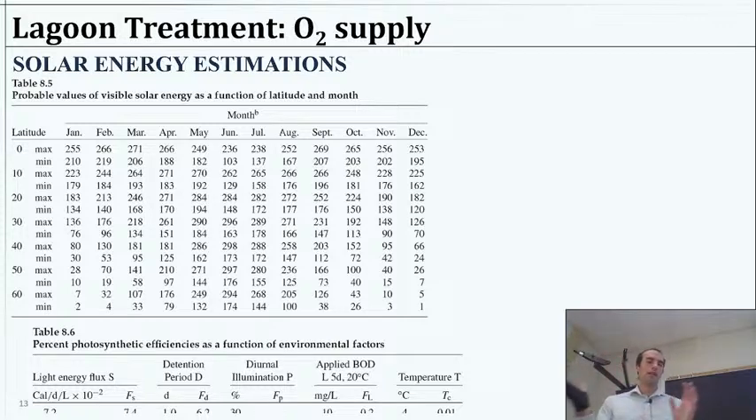So in the spring and the summer, the summer and the winter here is going to be the low points at the equator. So you can kind of see that from this data.